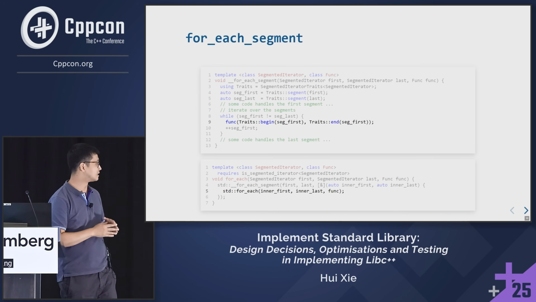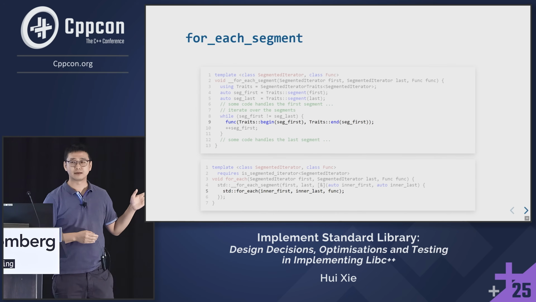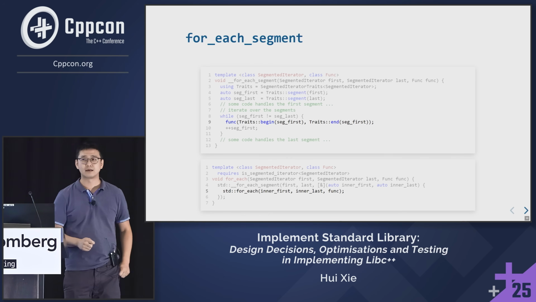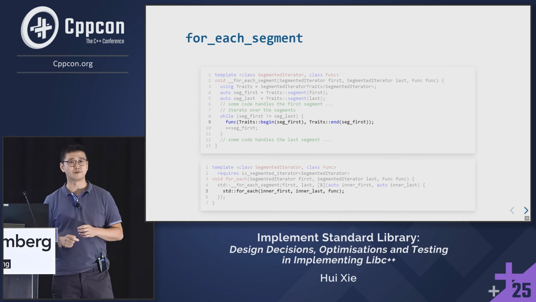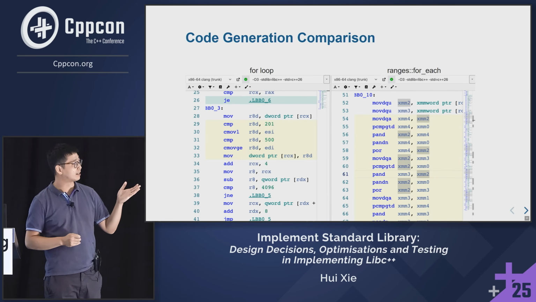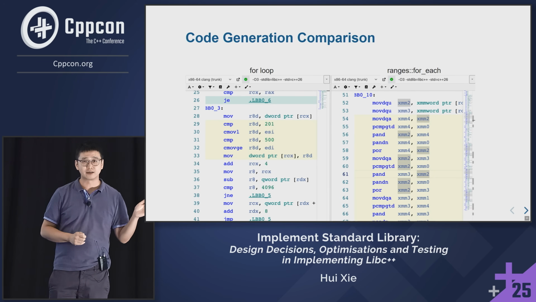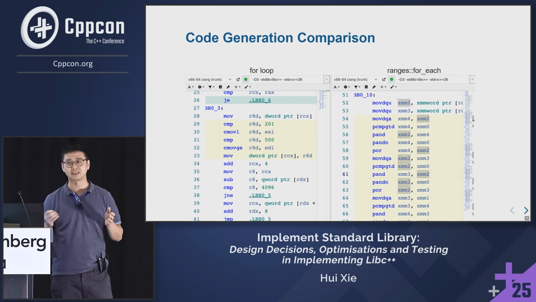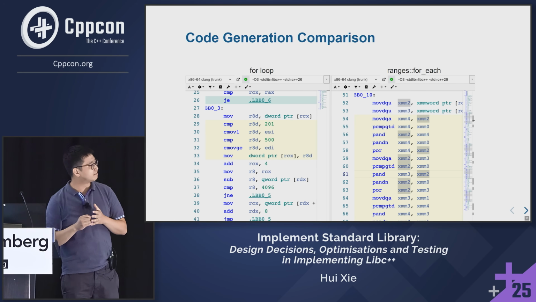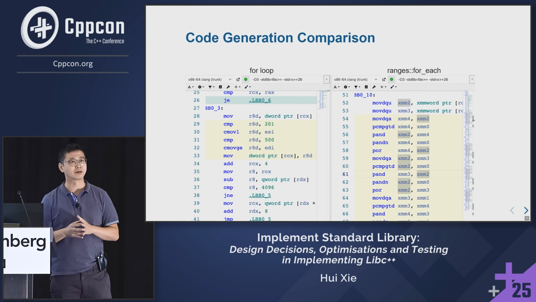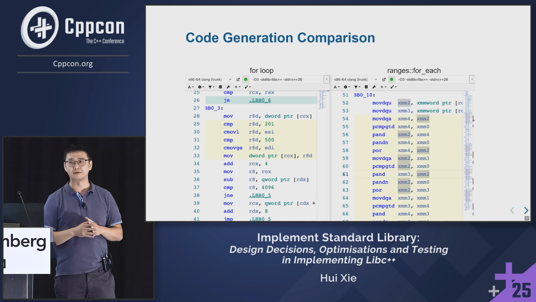And the key thing here is the inner loop iterator type. The inner block is a contiguous memory block, and the iterator type is just a raw pointer. And the compiler is really good at optimizing for loops with raw pointers. If we look at the code generation, on the right-hand side is the ranges for_each version. You can see the compiler generates lots of SIMD instructions with these XMM wide registers. What it does is essentially vectorize the inner loop. That's why we get a lot faster with the ranges for_each version.